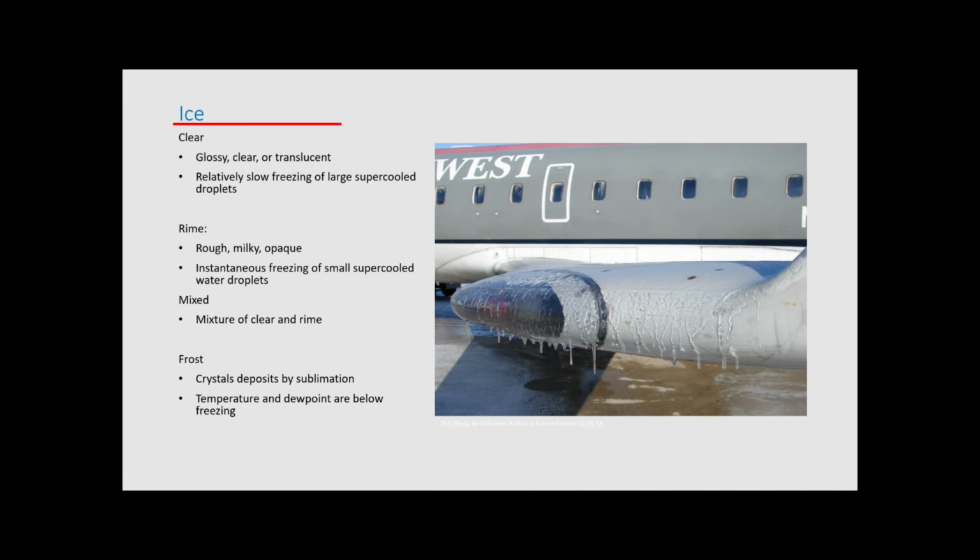Let's talk about ice now. There are a couple of flavors of ice that we need to worry about. They are clear, rime, mixed, and frost. So clear is glossy, clear, or translucent ice, and it's relatively slow freezing of large supercooled water droplets. Rime ice is rough, milky, and opaque, and it's instantaneous freezing of small, supercooled water droplets. Mixed is a mixture of the two. Frost is when crystals are deposited by sublimation, and the temperature and the dew point are both below freezing.